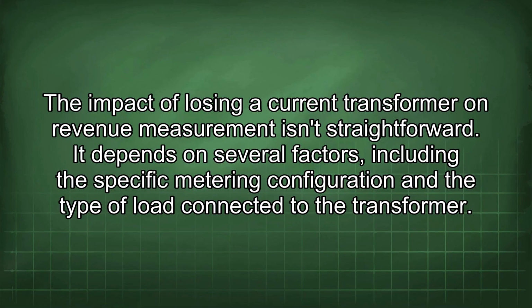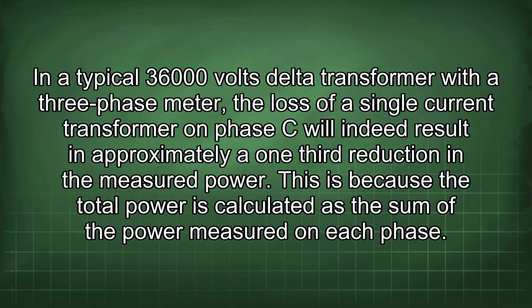The impact of losing a current transformer on revenue measurement isn't straightforward. It depends on several factors, including the specific metering configuration and the type of load connected to the transformer. In a typical 36,000 volts delta transformer with a three-phase meter, the loss of a single current transformer on phase C will indeed result in approximately a one-third reduction in the measured power.